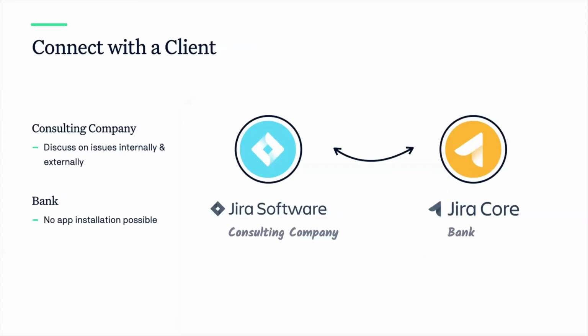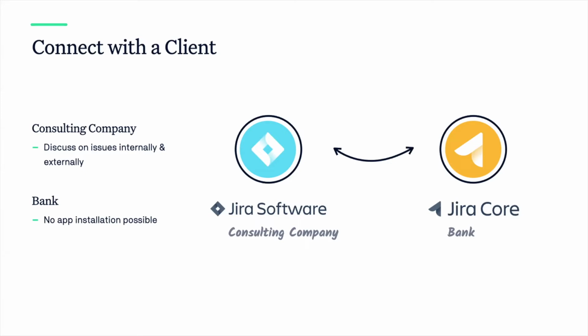Example number 2. A small consulting company wants to synchronize with a big bank. The main need for the consultants is good communication, both internally and externally. So they want to make sure that the internal comments stay internal and that the external ones are actually being shared with the bank. The bank, on the other hand, is quite restrictive in allowing apps to be installed in their JIRA. So the usual issue sync case, where you just install the app in both instances, is not possible.